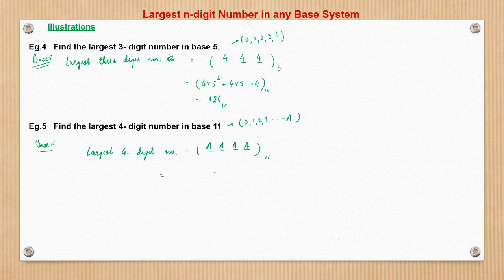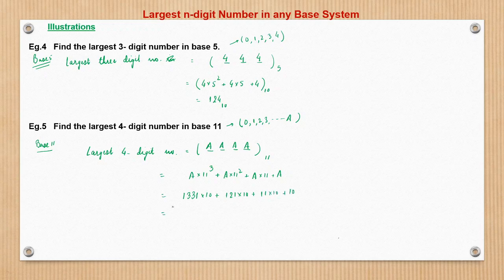So if we expand to base 10, this will be nothing but a into 11 raised to power 3, this place has a value 11 raised to power 3, plus a into 11 square plus a into 11 plus a into 11 raised to power 0. Now 11 cube we know is 1331, and a is 10, right? So we multiply 1331 into 10 plus 11 square is 121 into 10 plus 11 into 10 plus 10.